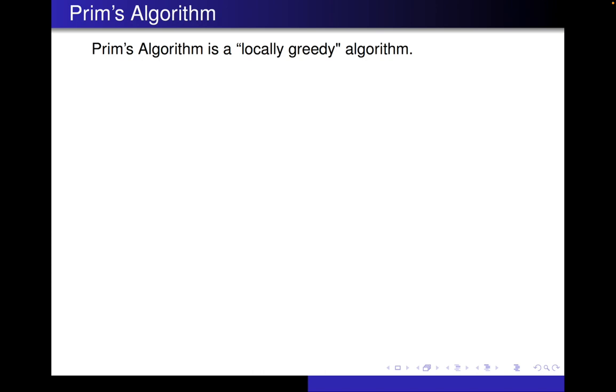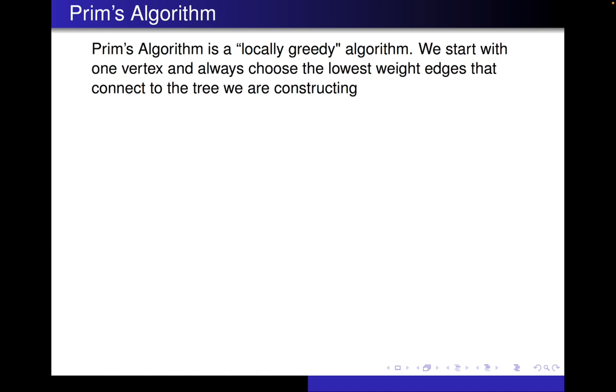Okay, so let's go ahead and move on to Prim's algorithm. Now, remember that Kruskal's algorithm was kind of a globally greedy algorithm, which means we looked all over the graph for low weight edges. Prim's algorithm is what I would call a locally greedy algorithm, in that you look very locally, not globally, not at the entire graph, but only locally from the vertices and edges that you have for new edges. So we're going to start with one vertex and just always choose the lowest weight edges that connect to the tree that we've already constructed, not throughout the entire graph.